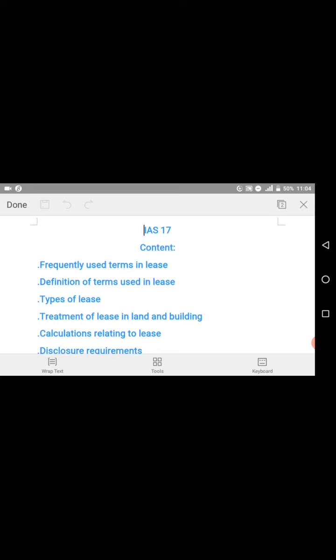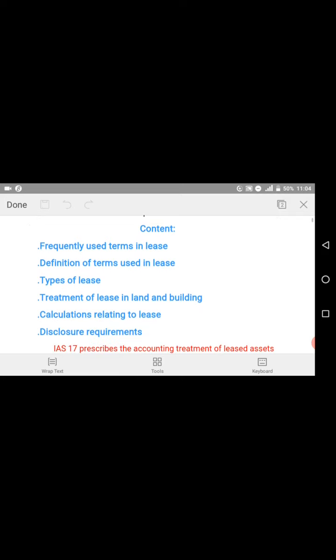Types of lease. Then 4, treatment of lease in land and building. 5, calculations relating to lease. Then the final one, which is 6, disclosure requirements of lease.